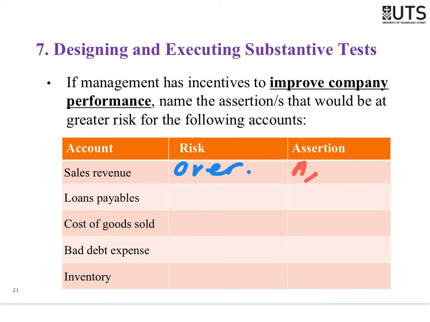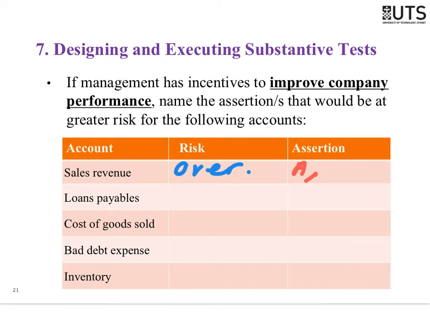You know why I'm doing this, guys? Because the link to your assertions comes down to one fundamental question. How can they do it? How can they overstate sales revenue? There are 3 ways that a company can overstate sales revenue. Number 1, record the sale at a higher number. The sale happened for $1,000, but they record it as $10,000. Ladies and gentlemen, that's an accuracy issue.